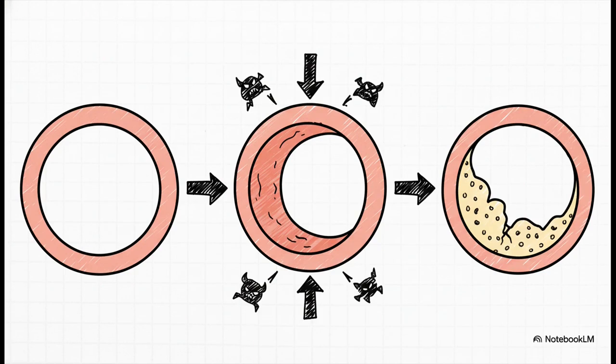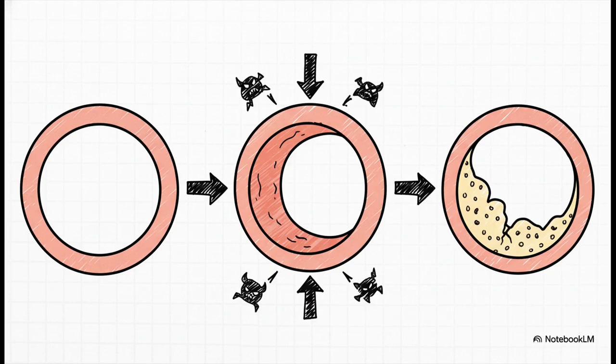Okay, so let's zoom out and see the whole story we've just told. You start with the perfectly smooth, healthy blood vessel, but then it gets attacked by these risk factors, high LDL, high blood pressure. This injures that delicate inner lining. The body panics and starts a healing process, but it's a flawed process. It's that intimal thickening we talked about.